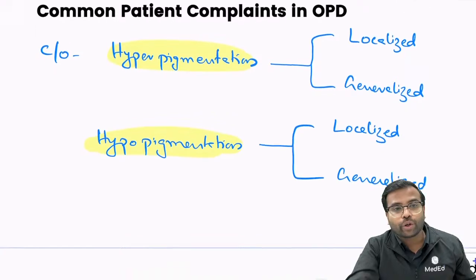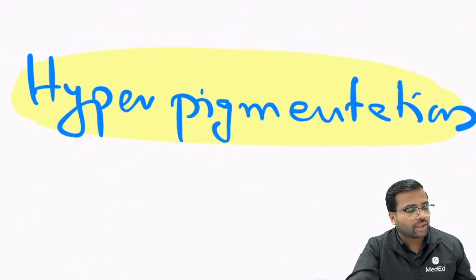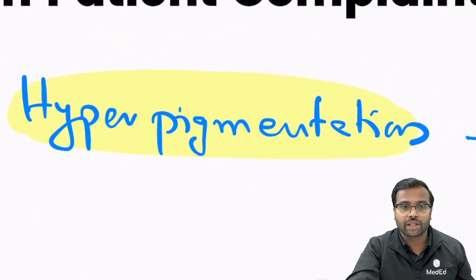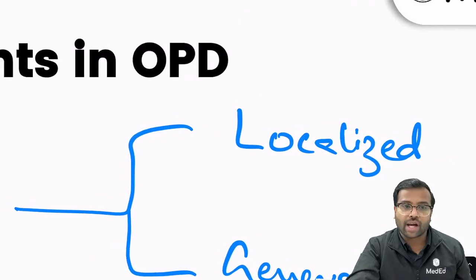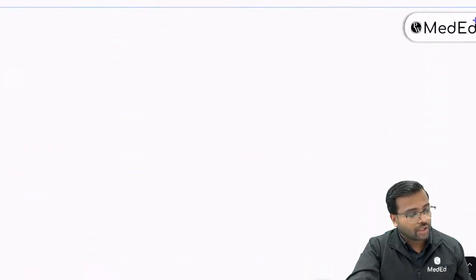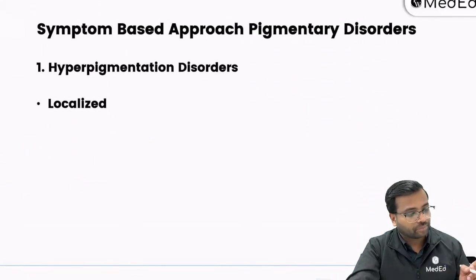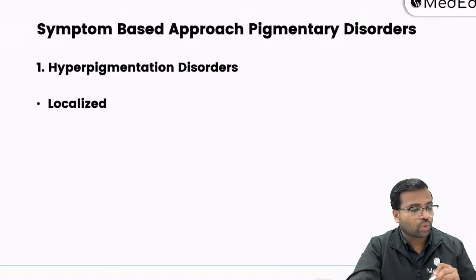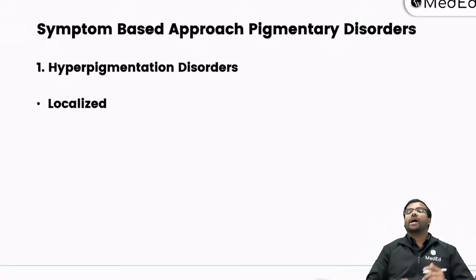So now let's go into detail. So what do we start with? Let us start with hyperpigmentation, that too localized hyperpigmentation. ठीक है? So now let's jump into the first one, that is localized hyperpigmentation.